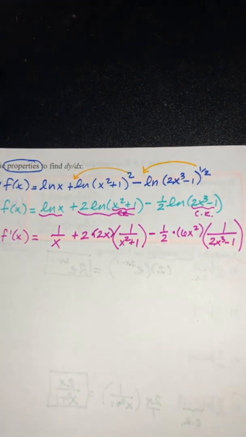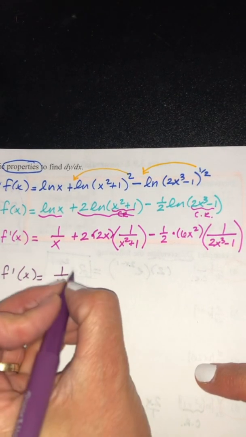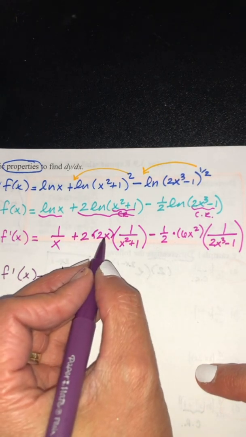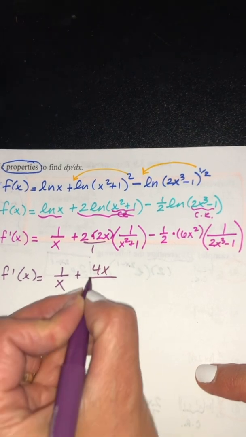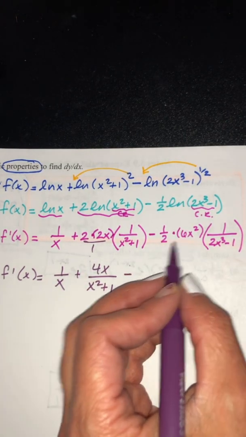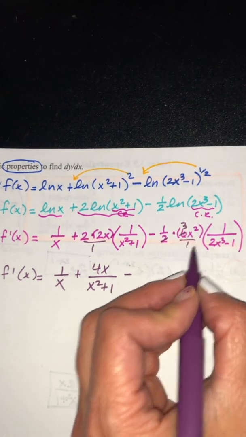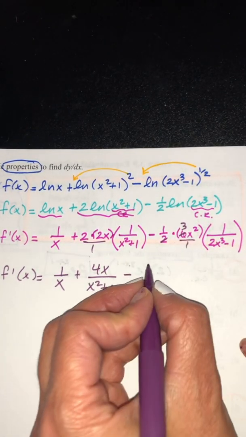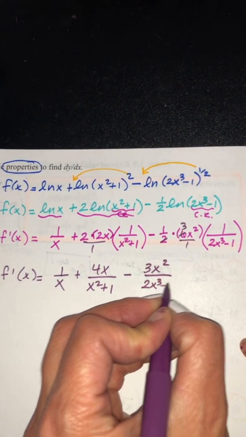Okay, so now we just need to clean this up. So f prime of x equals, I have 1 over x, that's pretty clean, and then I have 2 times 2x, and that's basically over 1, so I'll put it in the numerator, so 4x over x squared plus 1, minus 1/2 times 6x squared, so 2 goes into 6 3 times, so that becomes a 3x squared. And remember, since it's in the numerator, it'll go in the top of that fraction, so 3x squared over 2x cubed minus 1.